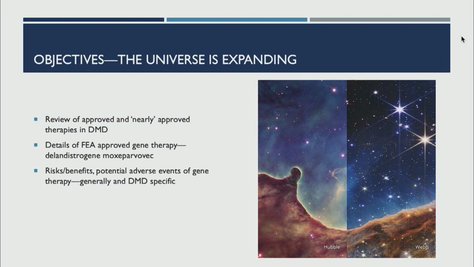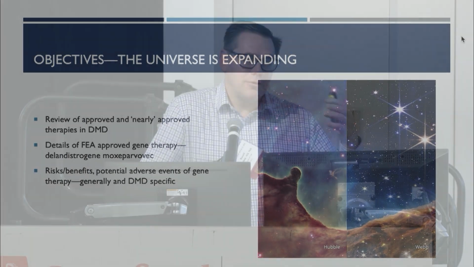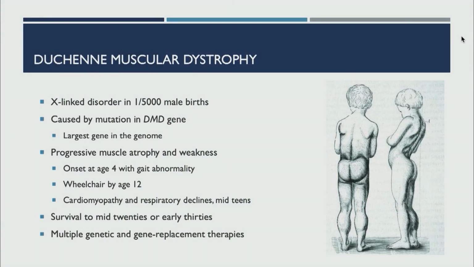I'll just start off talking about some of the approved therapies or the nearly approved therapies for Duchenne, talk about the details of the FDA approved gene therapy, and probably spend some significant time on that, and then just talk about safety in gene therapy for a little bit. Since I'm first, I put in one slide about DMD. Hopefully everybody here knows DMD because we're not going to spend more than this very introductory slide, right?